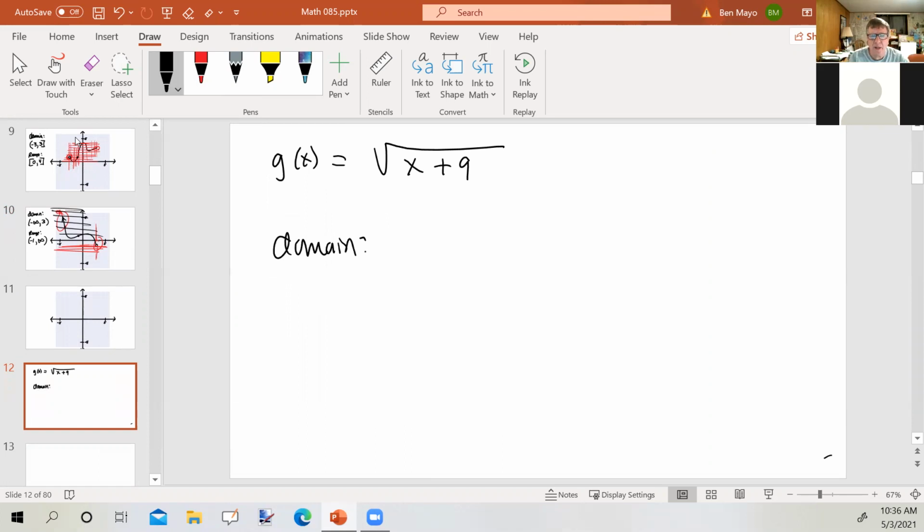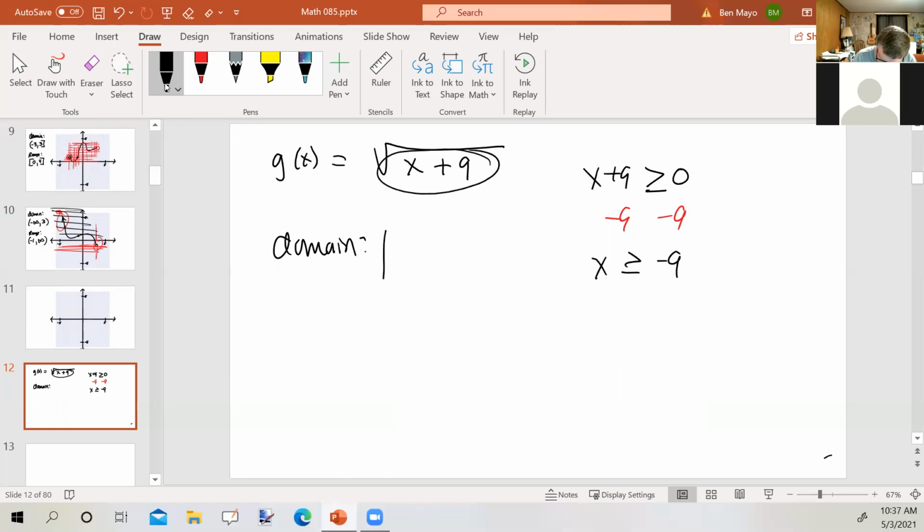Because we're taking an even root, the index is an implied 2, so we're taking a square root, which is an even root. The radicand, the stuff inside of the radical, can't be negative, because you can't take an even root of a negative number and get a real answer. So that means x plus 9 has to be either greater than 0 or equal to 0. If we take that inequality and solve it for x, we get x is greater than or equal to negative 9. Now, how would we put that in interval notation? We're including negative 9 and everything larger.